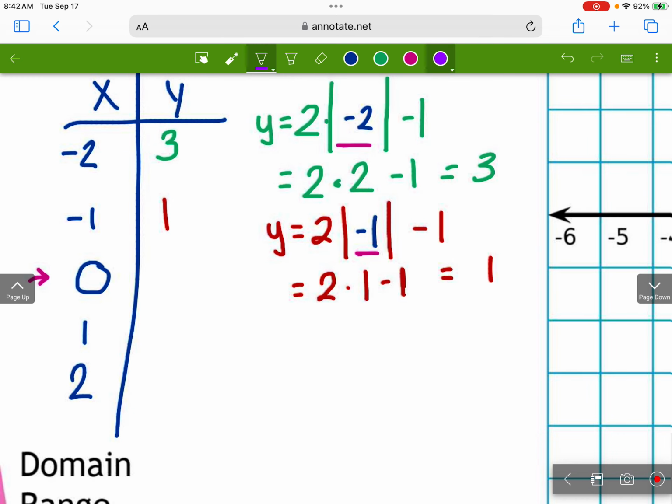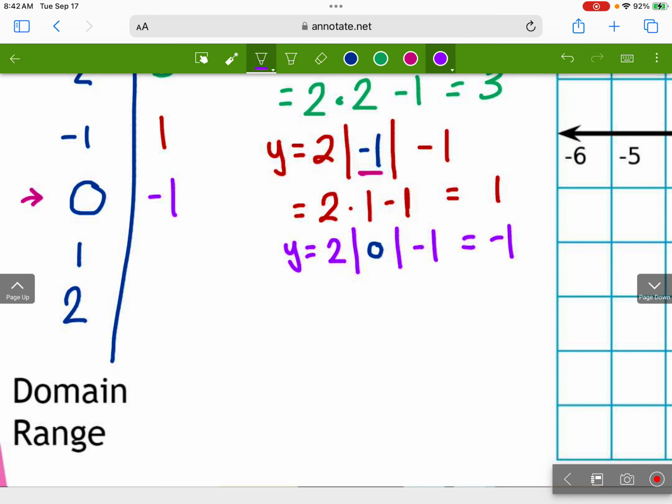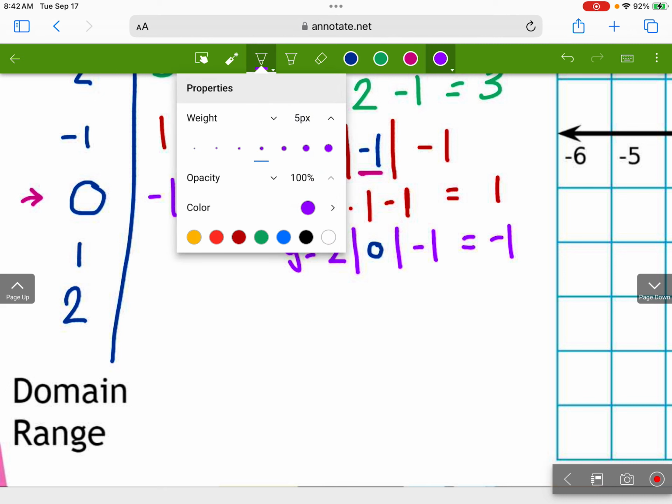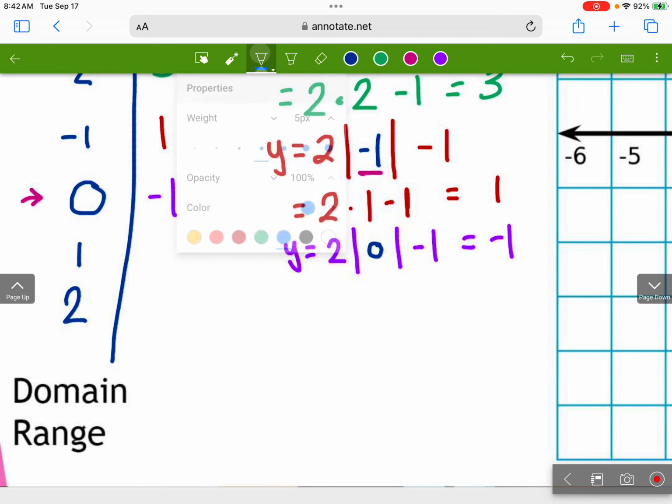Okay, let's do another one. Working our way down the table. Y equals 2 times the absolute value of 0 minus 1. What is the absolute value of 0? Times 2. Minus 1. Negative 1. So you don't have to write out every step. We're going to get to the point where we can start doing some of it in our brains, hopefully. So we're going to keep going.